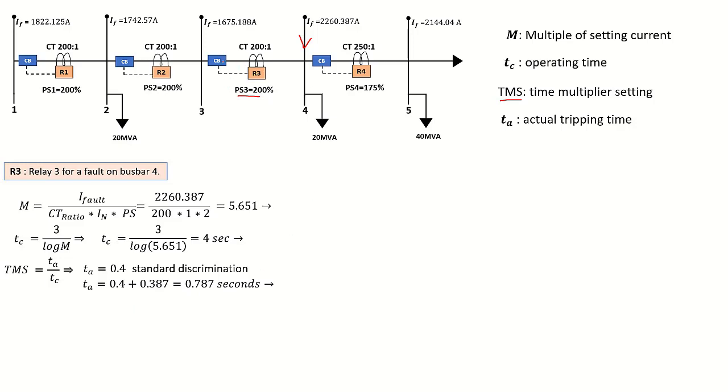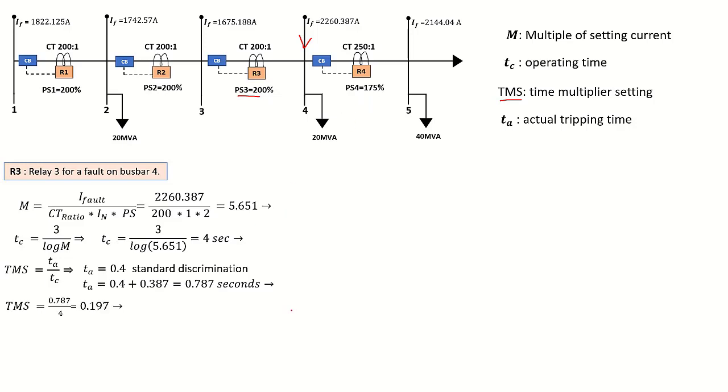Now that is to ensure that if there is a fault on this busbar, this relay here, R3, must not trip before relay 4 trips. Because if relay 3 trips before relay 4, that is now defeating relay 4. Because if this part of the circuit does not have a problem, there is a problem on this part, so R4 should trip. This is why we're adding that standard discrimination, that grading margin, to the TA of relay 4 on busbar 4, to ensure that relay 3 got a slightly higher tripping time.